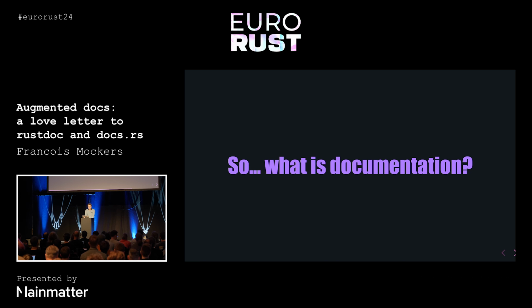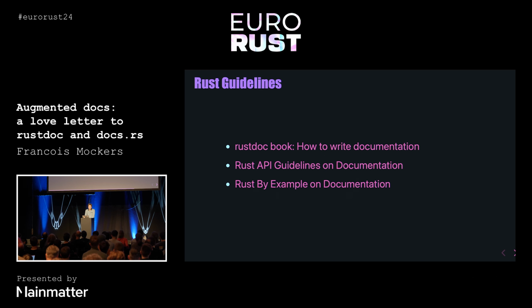So let's take a step back and talk about documenting documentation. What is documentation? Of course, Rust being Rust, we have guidelines. They are interesting. There is a Rustdoc book on how to write documentation that is describing most of the features I talked about. There are the Rust API guidelines on documentation that are the rules one must follow when documenting Rust itself, but they are interesting to read, and if you apply them, it's already good.